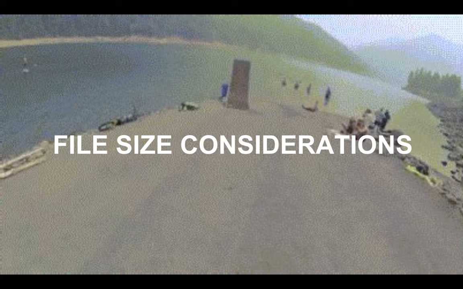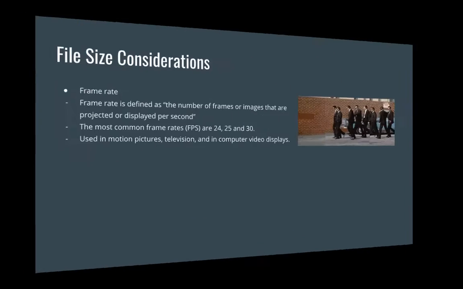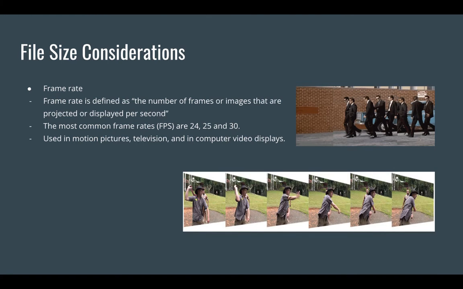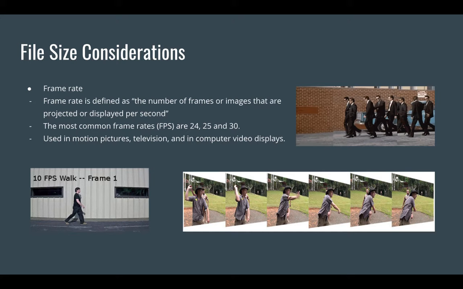File size considerations. Frame rate. Frame rate is defined as the number of frames or images that are projected or displayed per second, also known as FPS. The most common frame rates are 24, 25, and 30. It is used in motion pictures, television, and computer video displays. Frame rates maintain their use as surrounding technology advances.